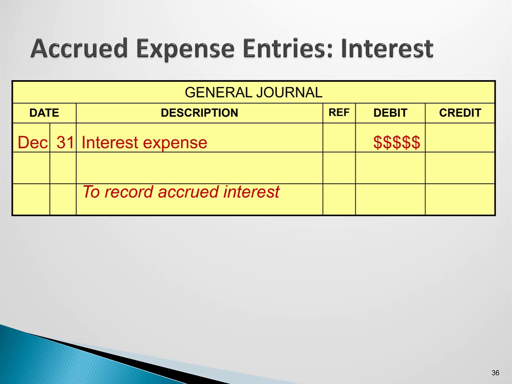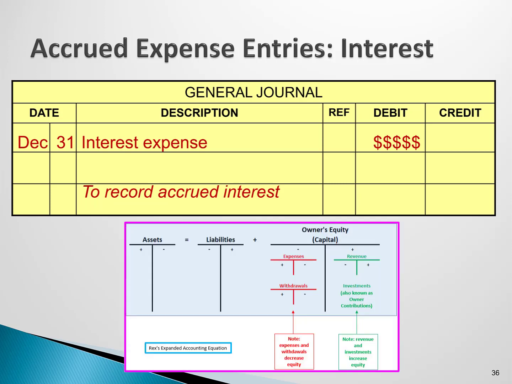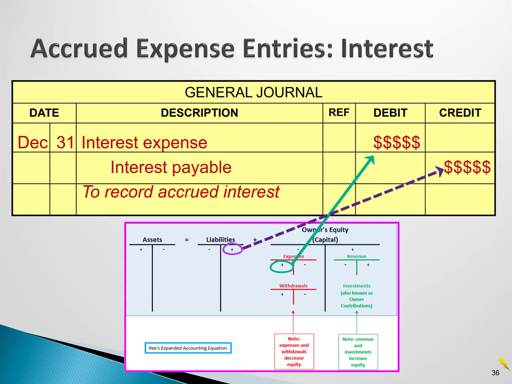And notice we are debiting interest expense. So why would we be debiting interest expense? Because interest expense is increasing in this transaction, and expenses increase with a debit. And since we owe the interest but has not yet been paid, we have to increase interest payable. Why are we crediting it? Because the payable is increasing, and payables increase with a credit.